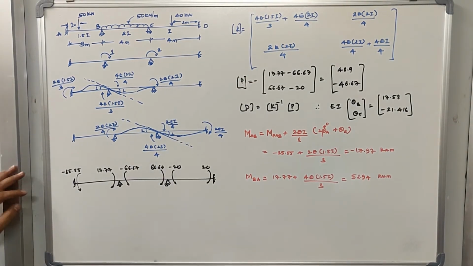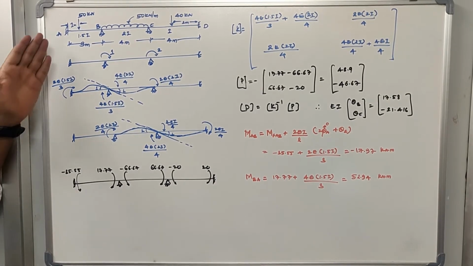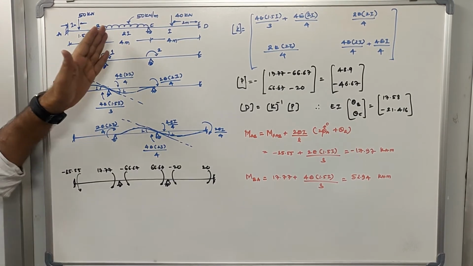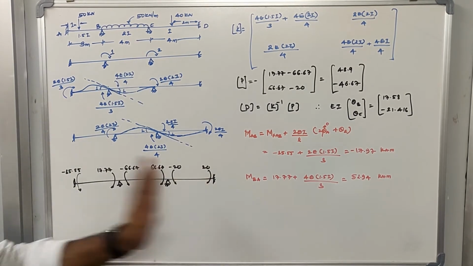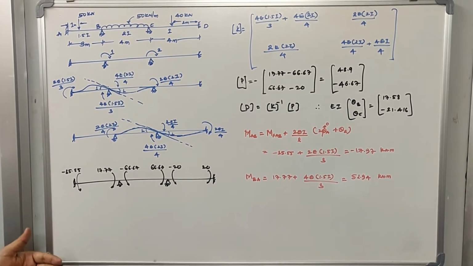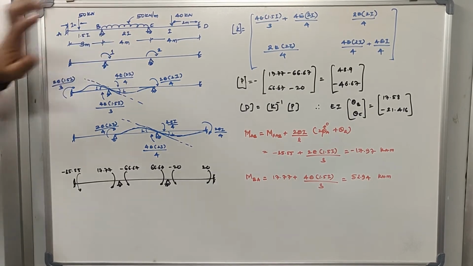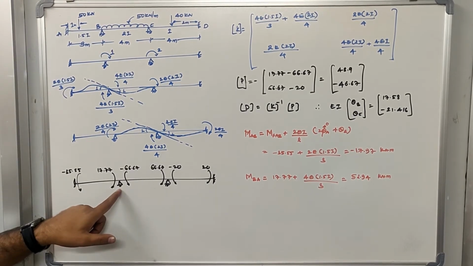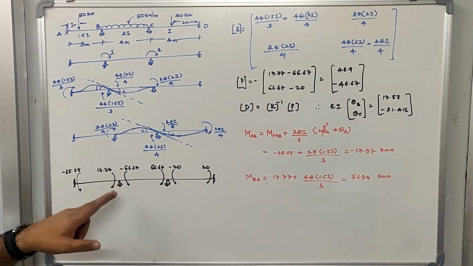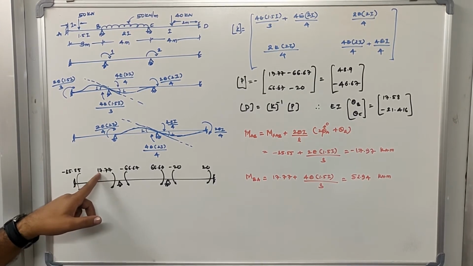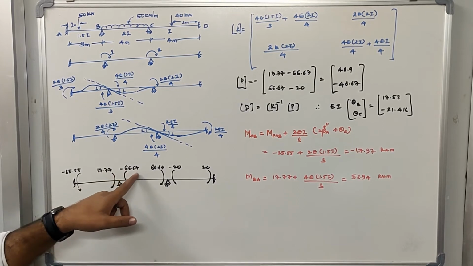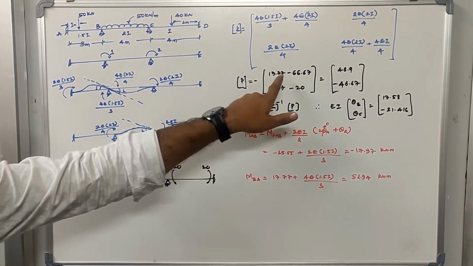After solving the stiffness matrix, the next point is to solve for the force matrix. To solve the force matrix, we calculate the fixed end moments. So the fixed end moments MFAB, MFBA, MFBC, MFCB, MFCD and MFDC are calculated and written here. Now where are the coordinates being applied? Coordinates are applied at joint B and joint C. So I take the sum of fixed end moments at joint B. The sum of fixed end moments at joint B is minus 17.77 minus 66.67, so that is what I have written.